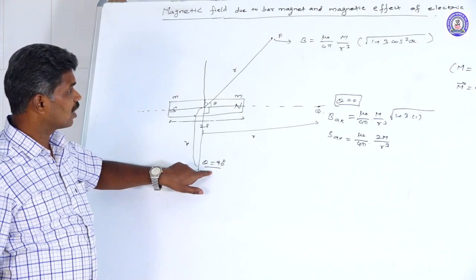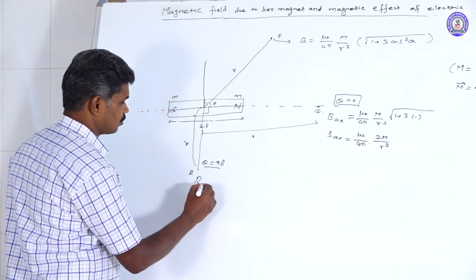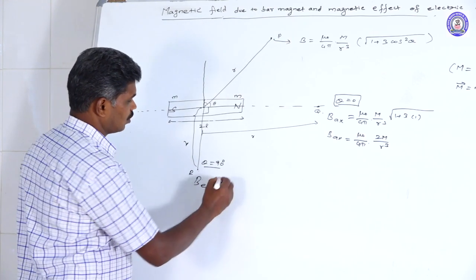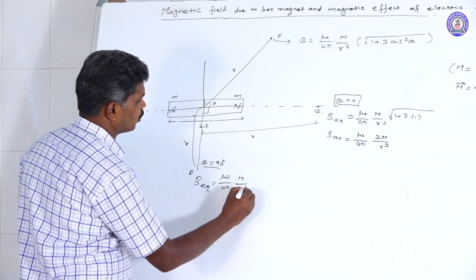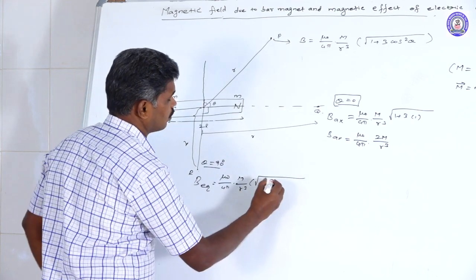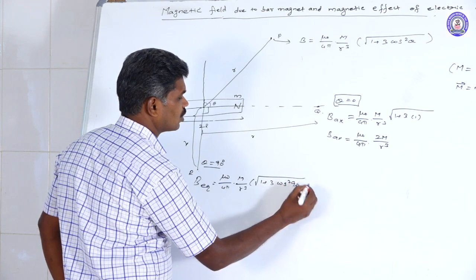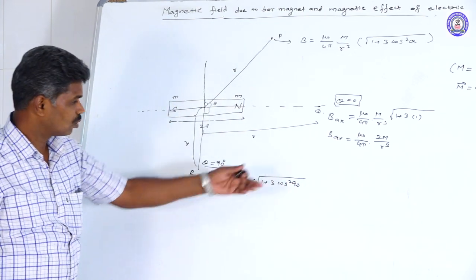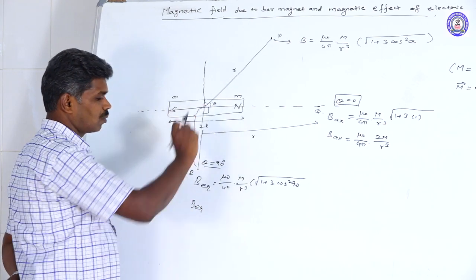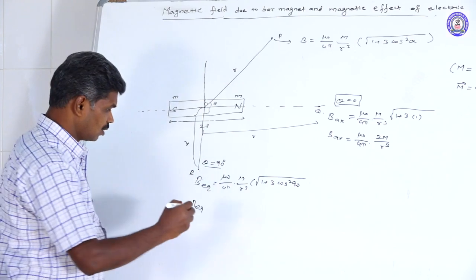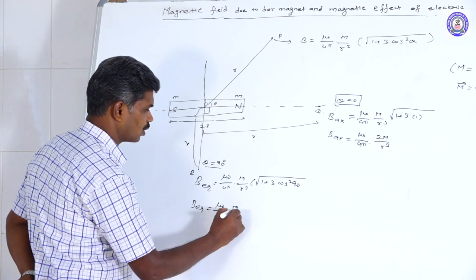If you substitute this angle in the general formula, B equator equal to mu naught by 4 pi into M by r cube, square root of 1 plus 3 cos square 90. We know that cos 90 becomes 0. So if you remove it, we will get the magnetic induction due to a bar magnet along the equator line: B equator equal to mu naught by 4 pi into M by r cube.